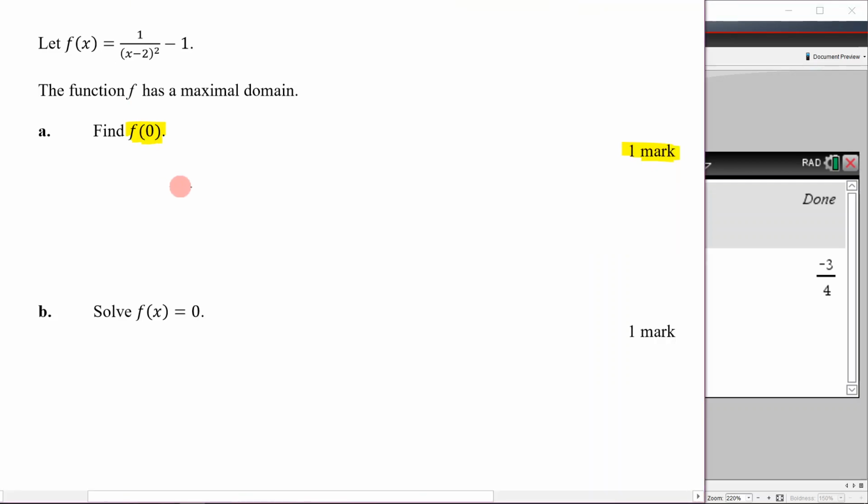So let's now write that in. Because it's only worth 1 mark, no working is required. So I'm just going to go f of 0 is equal to negative 3 on 4. The next thing that we have to do here for part B is solve f of x is equal to 0. It's worth 1 mark.